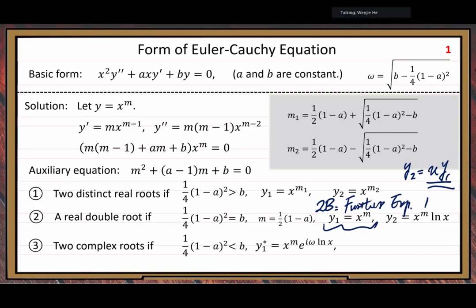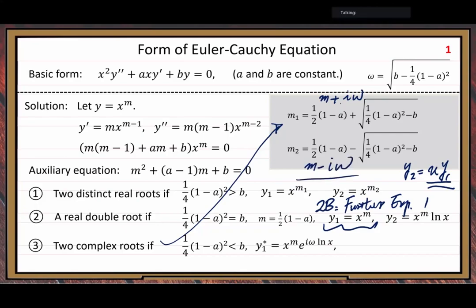So we can represent it with omega. The real part, in case 3, we still use the m notation. Then the complex part: for case number 3, m1 equals m plus i omega, and m2 equals m minus i omega, okay?